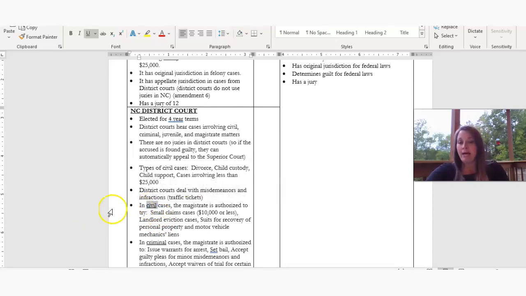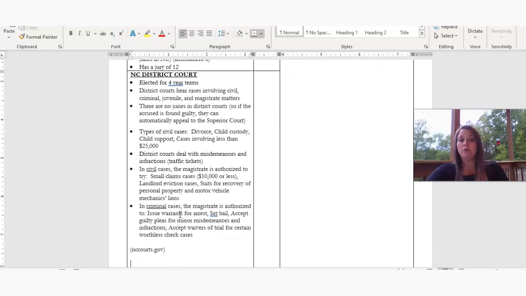Now, in civil cases, we have magistrates, and magistrates right here are authorized to try small claims cases, and those are $10,000 or less in North Carolina. Landlord evictions, suits for recovery of personal property, and motor vehicle liens. And then when you look at criminal cases, the magistrate is authorized to issue warrants for arrest, to set bail, accept guilty pleas for minor misdemeanors and infractions like traffic tickets, or accept waivers of trial for certain worthless check cases. And you could go to this website, this is where I got the information, nccourts.gov, right directly to the source to find a little bit more about this information.